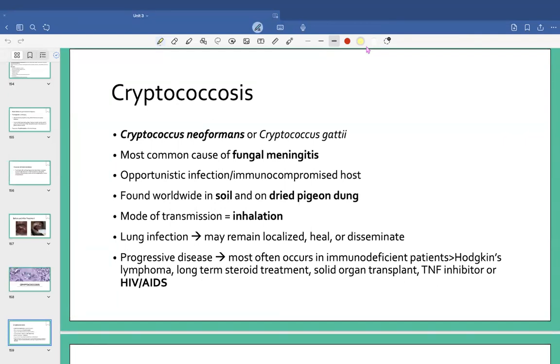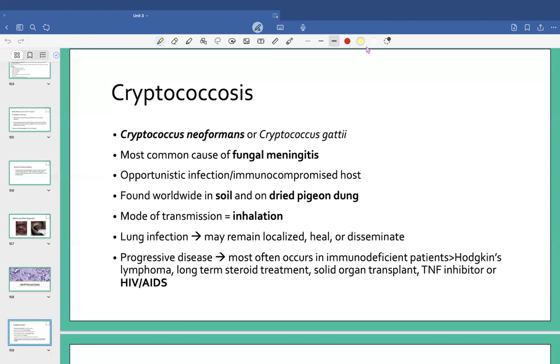The other cause of cryptococcosis is Cryptococcus gattii, which in contrast usually affects healthy patients. So Cryptococcus neoformans, immunocompromised, and Cryptococcus gattii, immunocompetent. And they present a little bit different. The transmission is the same for both, through the air.